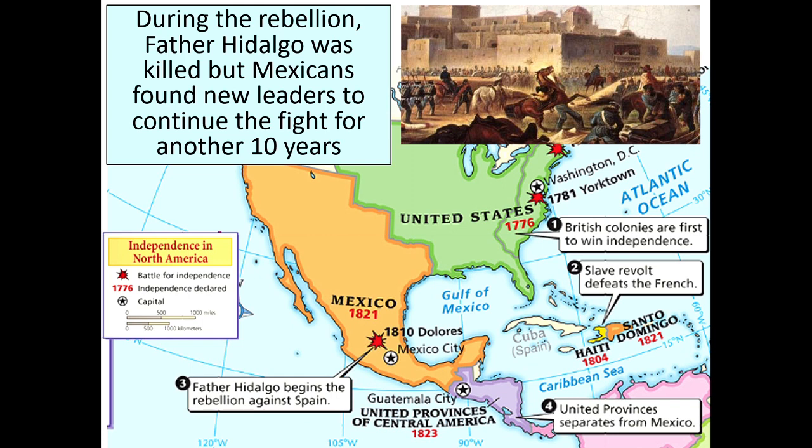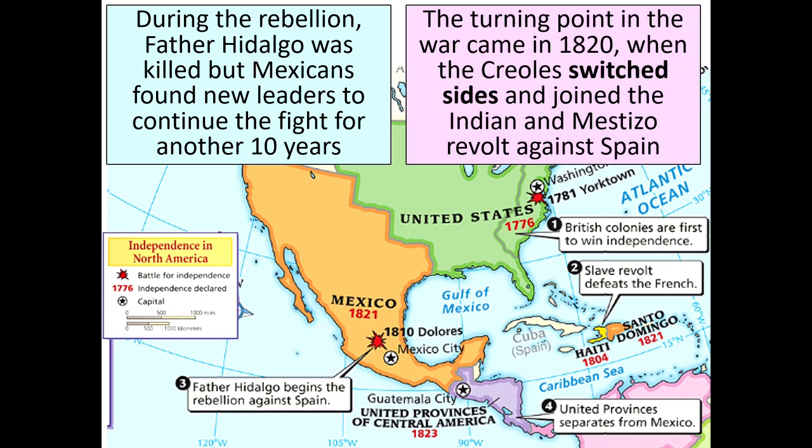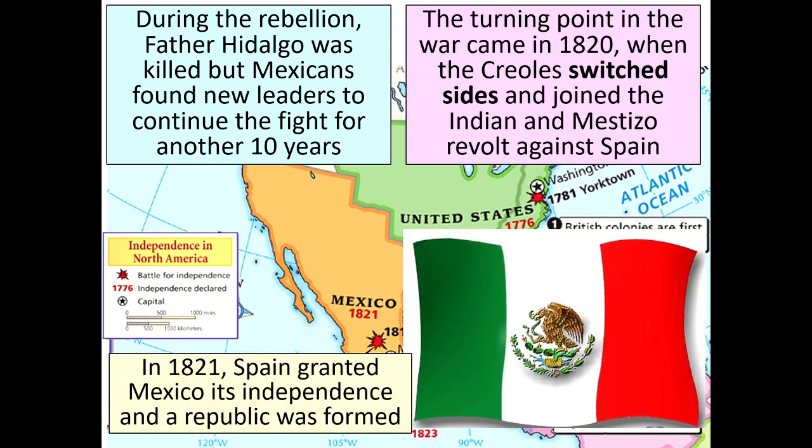During the rebellion, Father Hidalgo was killed, but Mexicans found new leaders to continue the fight for another 10 years. The turning point in the war came in 1820 when the Creoles switched sides and joined the Indian and mestizo revolt against Spain. In 1821, Spain granted Mexico its independence and a republic was formed.